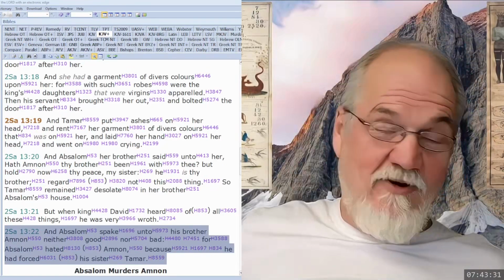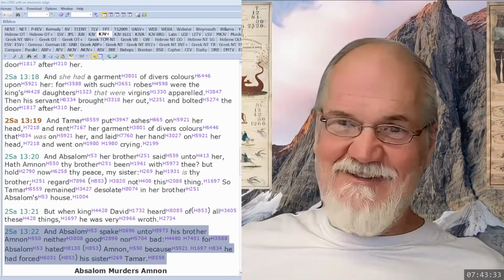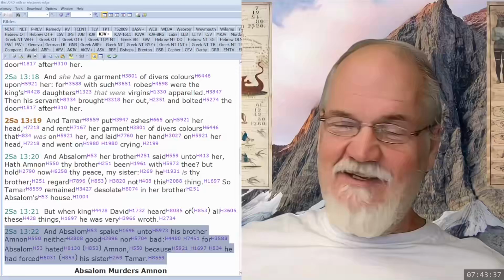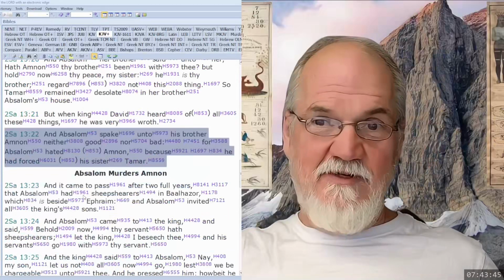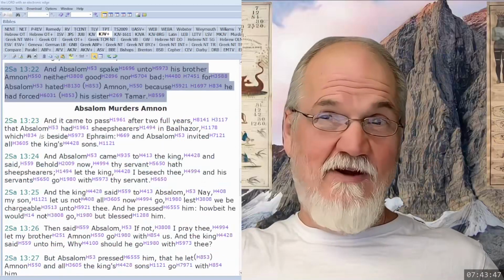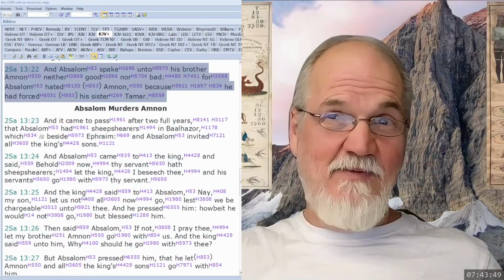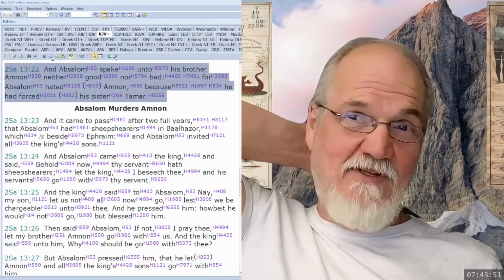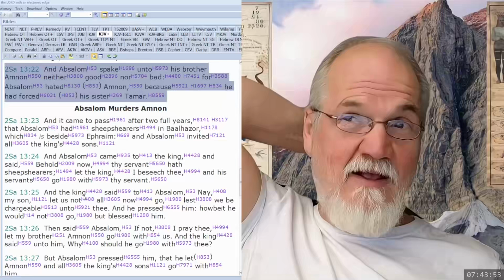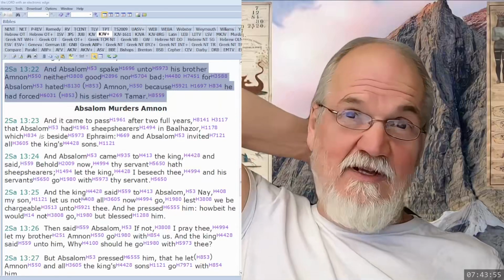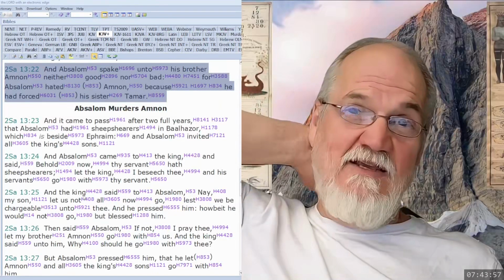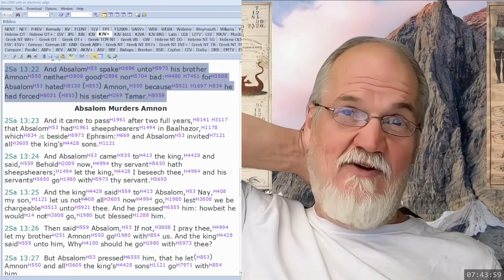Now, Absalom's going to murder Amnon, as you see there in the headline. So, there's a lot of bad things going on here. And it came to pass after 2 full years that Absalom had sheep shearers in Baal Hazor, which is beside Ephraim. And Absalom invited all the king's sons.